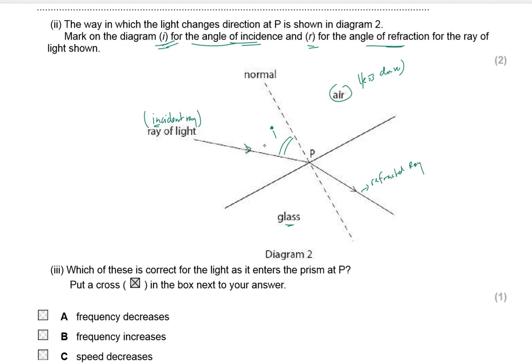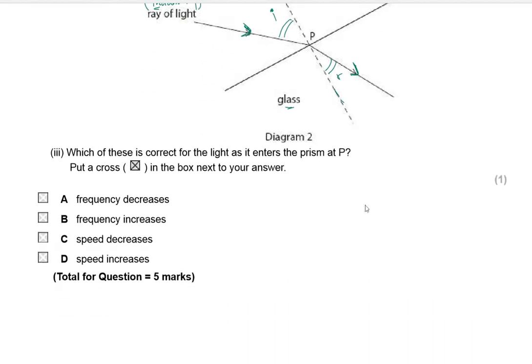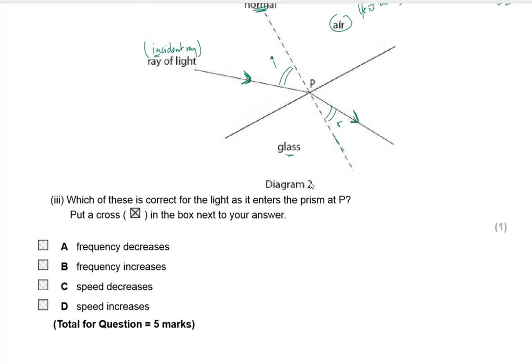ray. Okay, but here we need to label the angle. So what is the angle? The angle is going to be here. Here you go, r. And that's your 2 marks. Now the angle is always between the normal and the ray. So look where the ray is. This is the ray, and this is the normal. This is the ray, this is the normal. 2 easy marks.